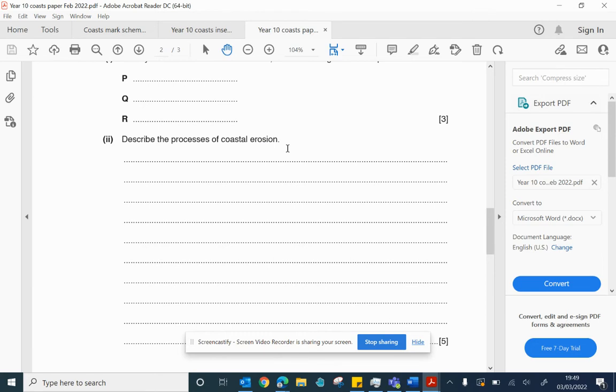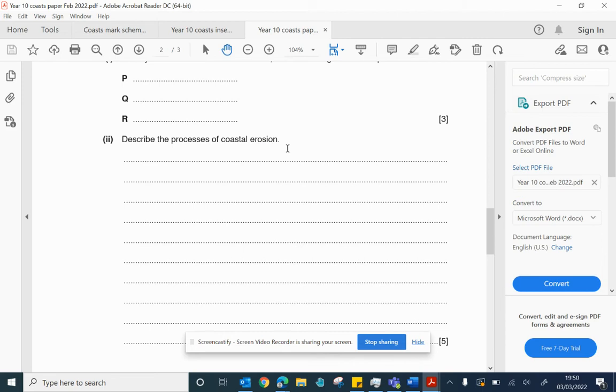So, the way to go about this would be to write down what a coastal erosion type is, and then describe how that works. So let's go through this and think about this. One type of coastal erosion is hydraulic action. This is when the waves crash against a cliff face, compress air in cracks, creating a small explosion to break down the cliff face. Number two, a second type is corrosion, also known as abrasion. This is where the water waves pick up rocks, throw them against a cliff face, and break them down.